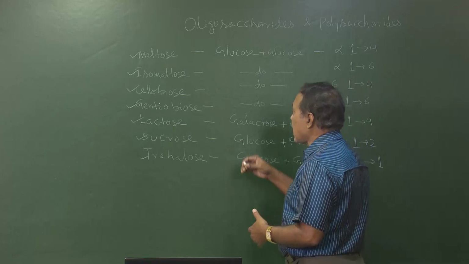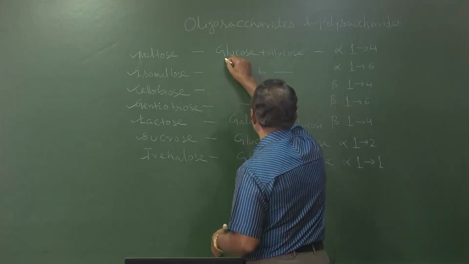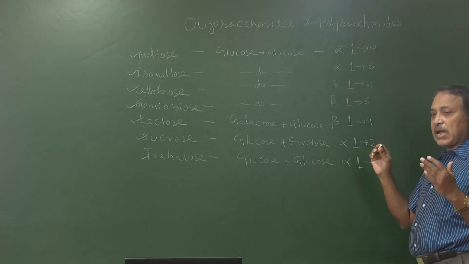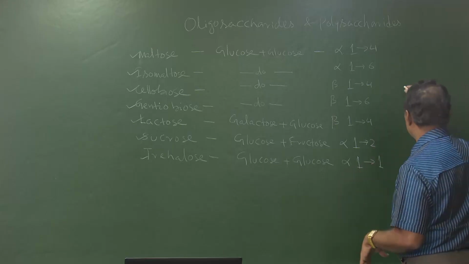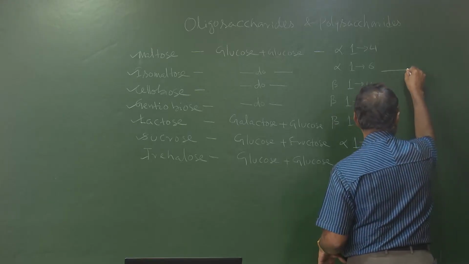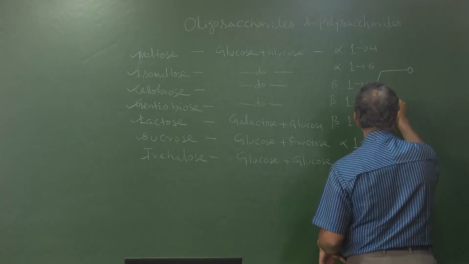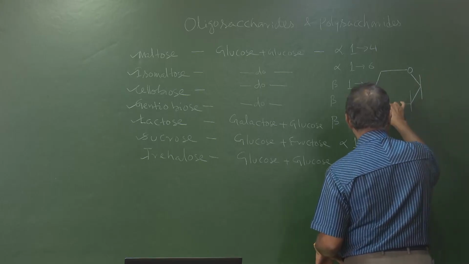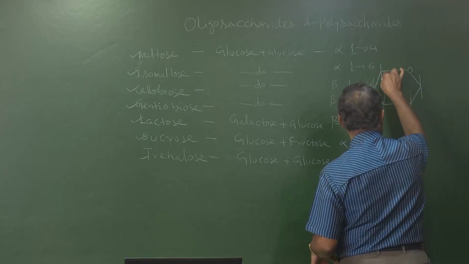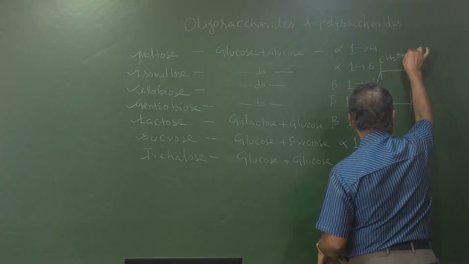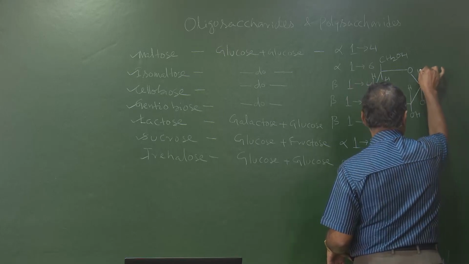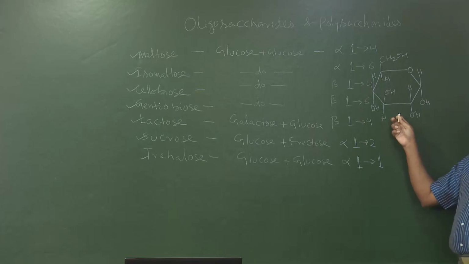So let us see how maltose is formed. It is formed by joining 2 glucose units. I have already shown in the previous class how 2 monosaccharides can be joined. Let me draw once again. Say this is one glucose. So this is CH2OH, and OH. So this is one alpha D glucopyranose.